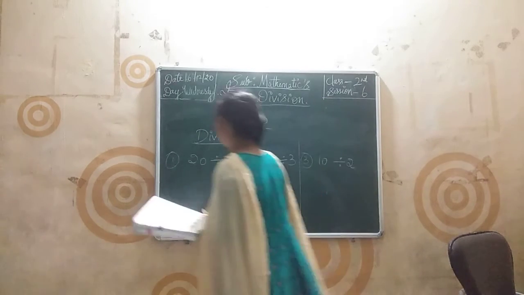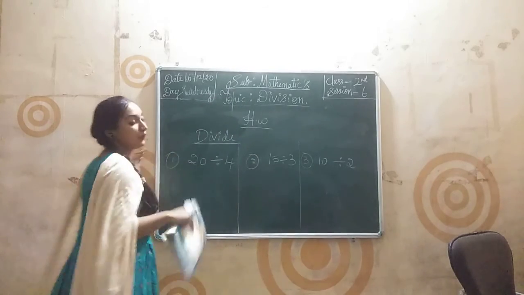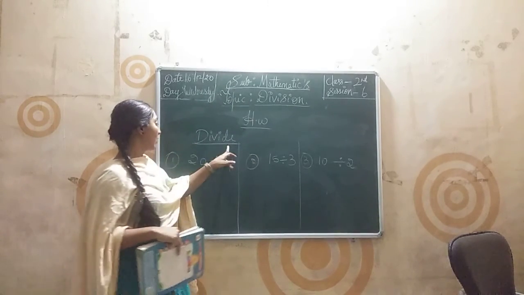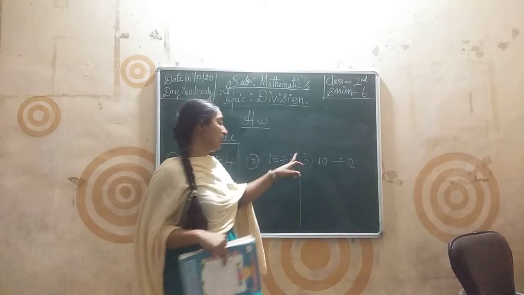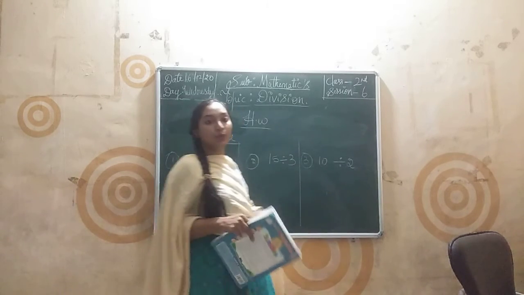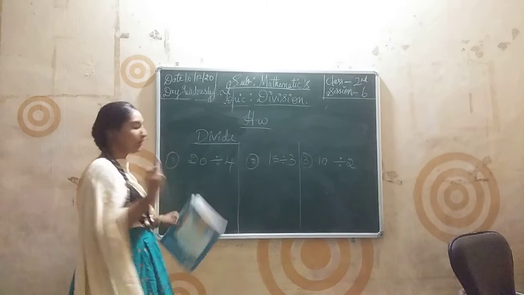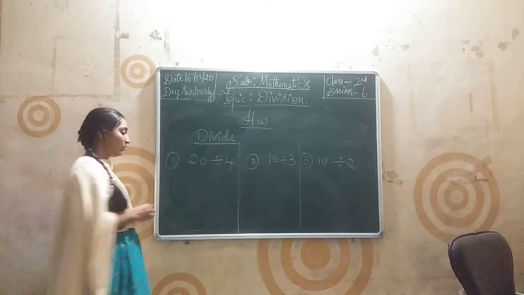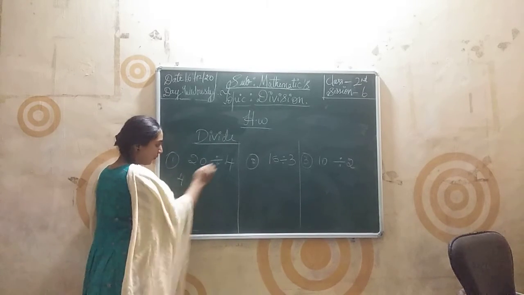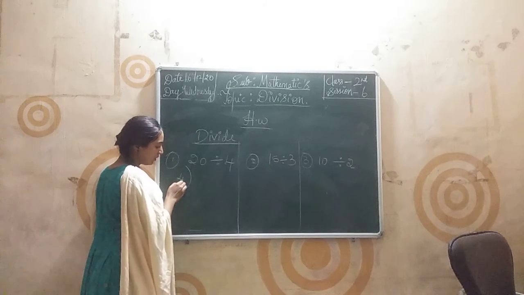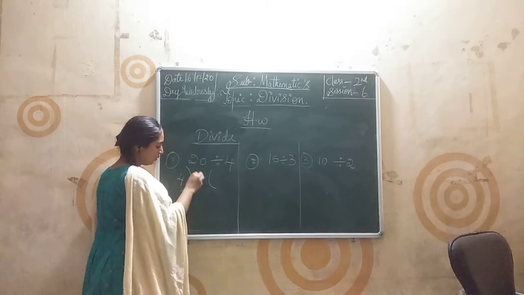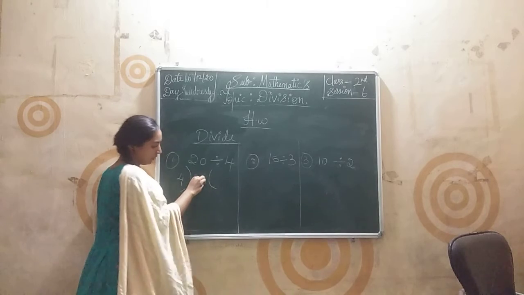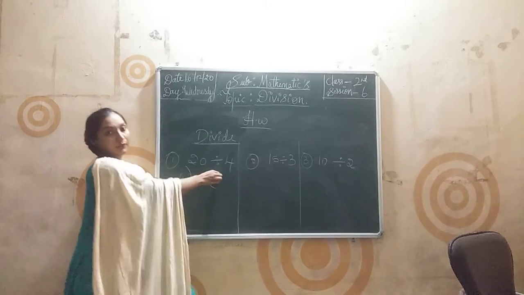Okay, so students, look at the post here. I have given today's homework: 20 divided by 4, 15 divided by 3 and 10 divided by 2. So how will you solve this problem? First you have to take 4 here. Okay, this is called the divisor, and this one is the dividend, 20, and here this is the quotient.